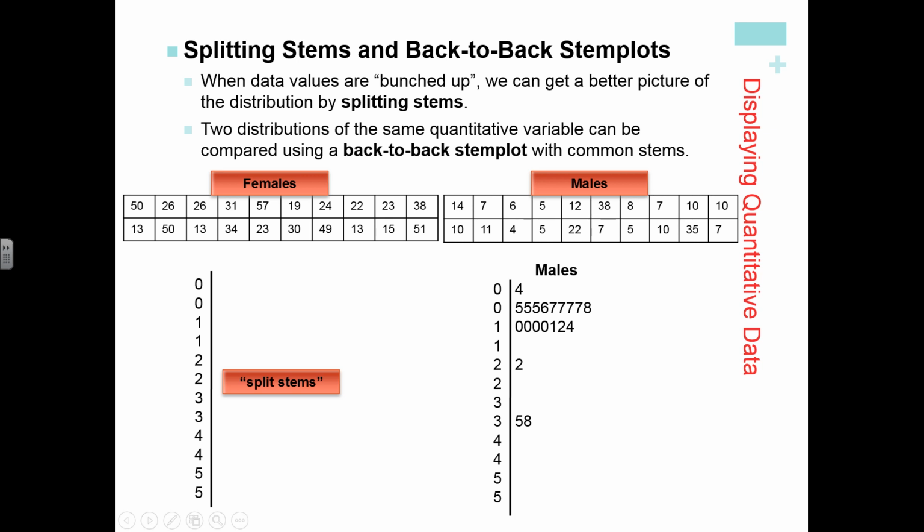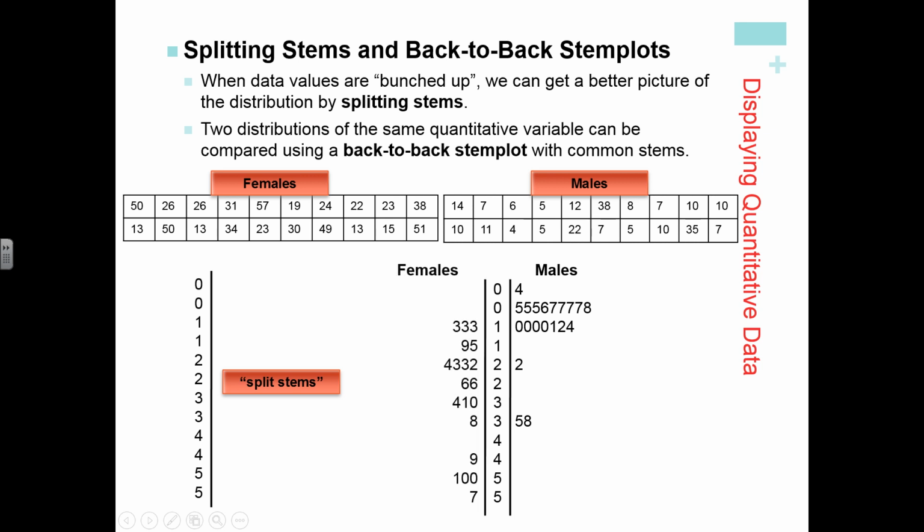Now, we also have what we call a back-to-back stem plot, where instead of just having males, we can compare males and females. So for instance, for this example, I put the males on the right hand side, but you can include another set on the left hand side of your stem.